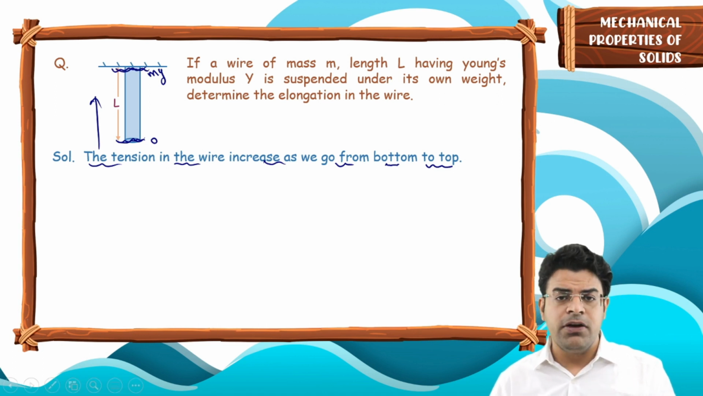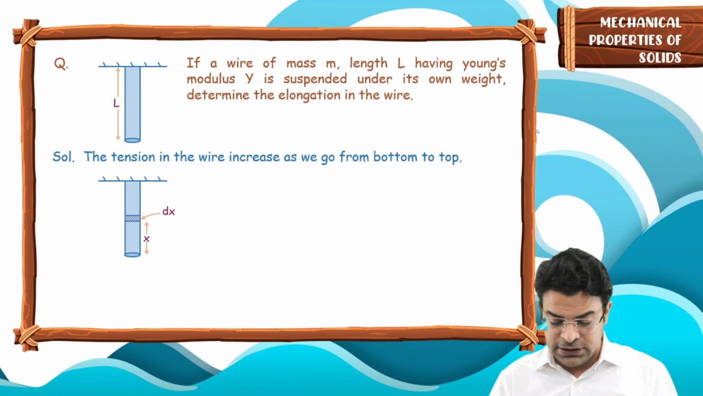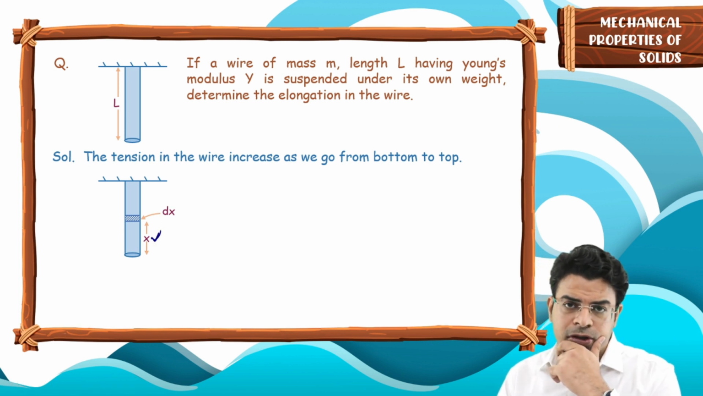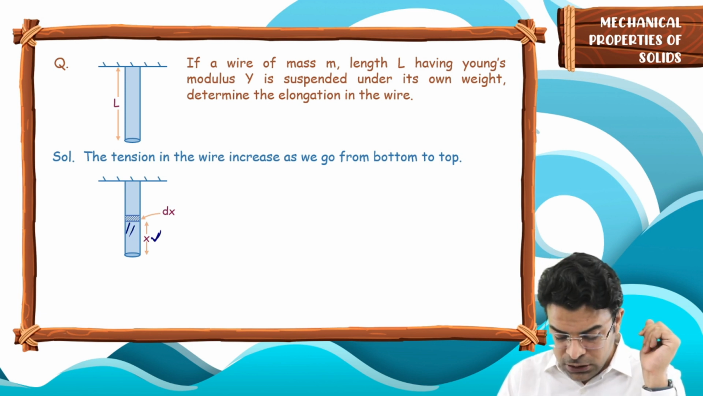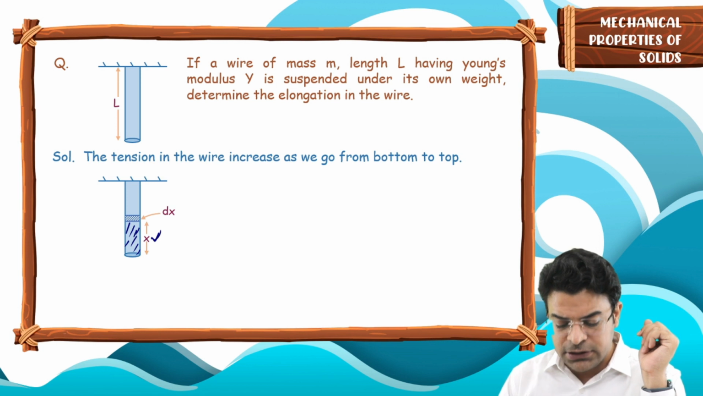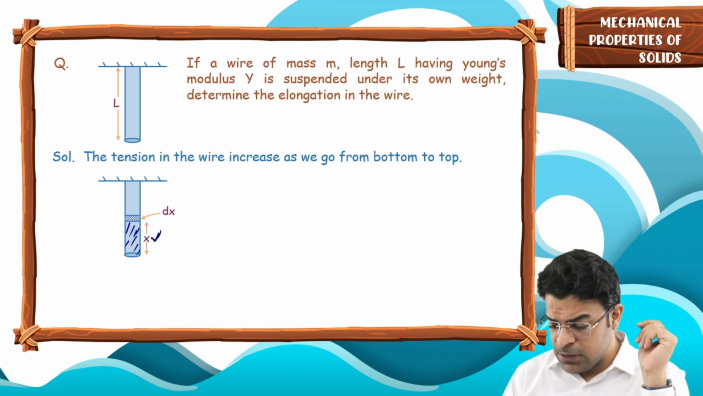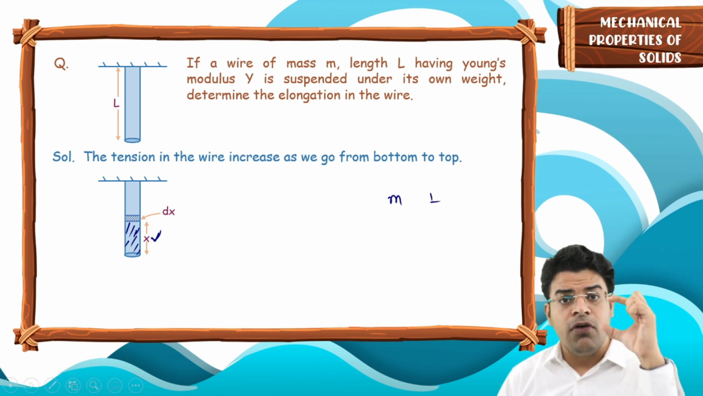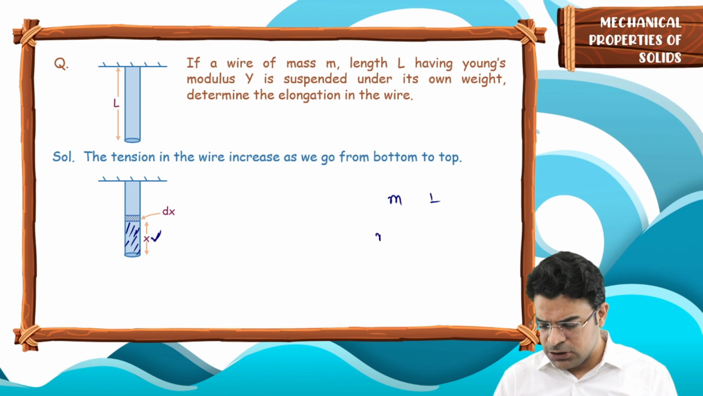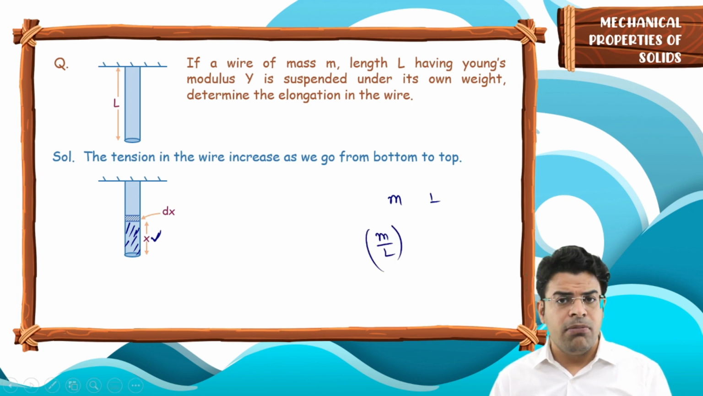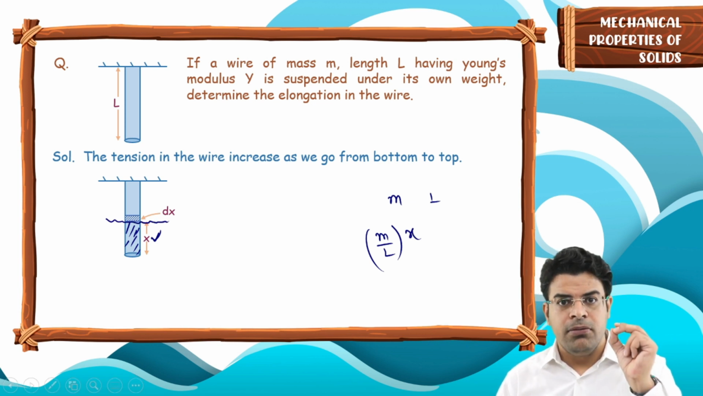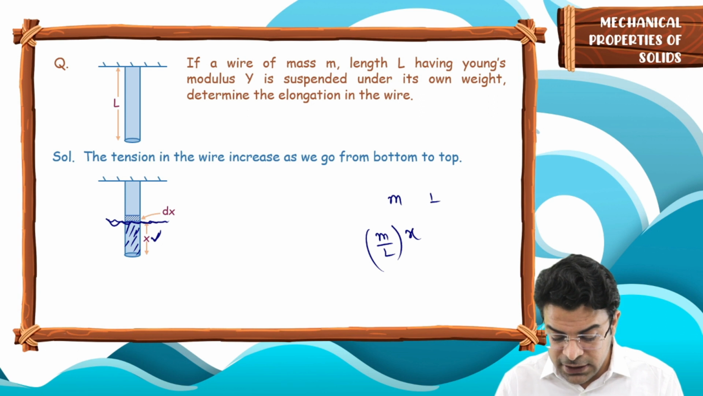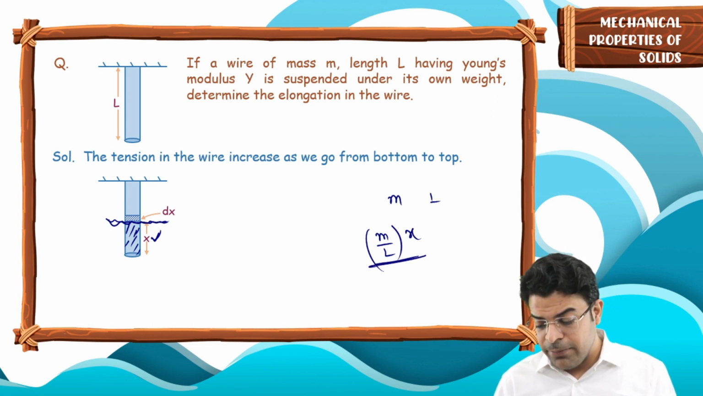What will be the tension at a random distance x above the lower end? Sir, the tension at a random distance x above the lower end will be due to the weight of the wire of length x. The whole wire has a mass m and a length L. So what will be the mass of this length x? We can find the mass per unit length to be m by L, multiplied by the length of this part x. So the mass will be m into x by L.